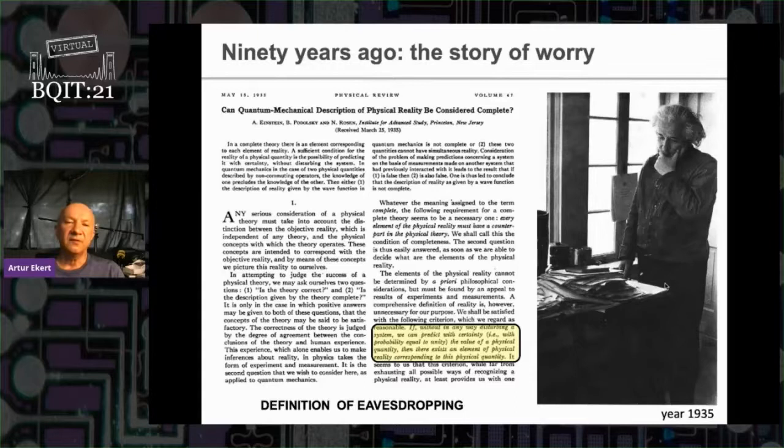this is in this yellow box that you can see, and it reads: if without in any way disturbing a system, we can predict with certainty the value of a physical quantity, then there exists an element of physical reality corresponding to this physical quantity. Now, if you read it as a physicist, you read it as a physicist. But if you read it as a cryptologist, then you say, ooh, this is like a perfect eavesdropping, right? This is a definition of a perfect eavesdropping.